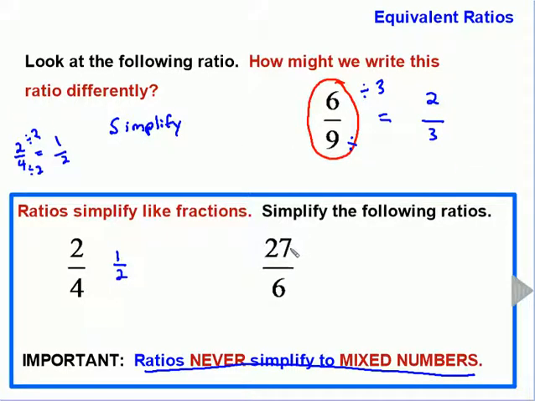Well, I know that 3 goes into 27, so I'm going to divide 27 by 3. That's going to give me 9. And I know that 6 divided by 3 gives me 2. So I get a ratio of 9 to 2. 9/2 is my ratio once I have simplified it. And again, these are equal to each other. They've just been reduced like fractions.